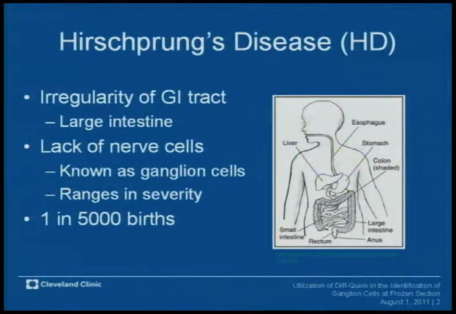Hirschsprung's disease is an irregularity of the gastrointestinal tract, specifically in the large intestine. This abnormality results from a lack of nerve cells, known as ganglion cells, in portions of a patient's intestine. Hirschsprung's disease affects about 1 in every 5,000 births and may range in severity.